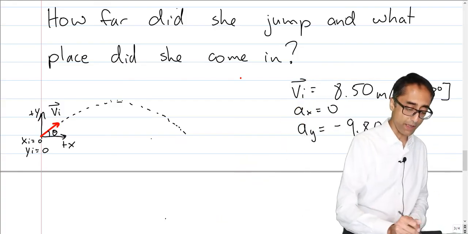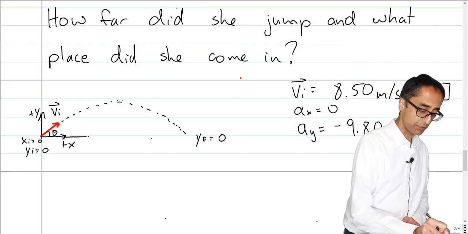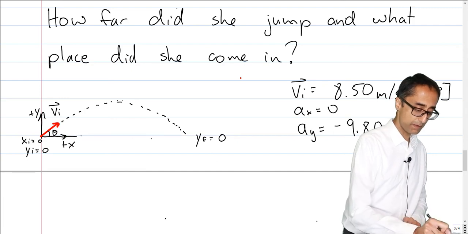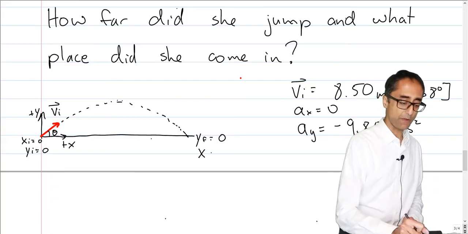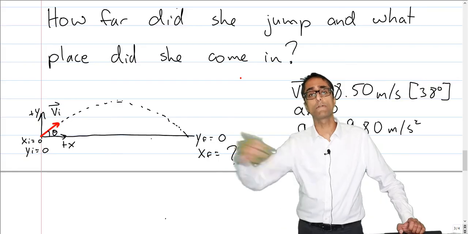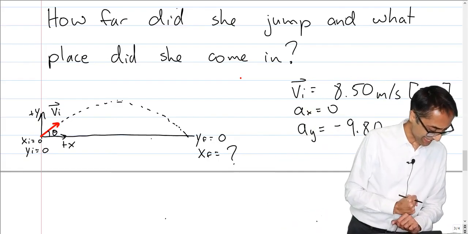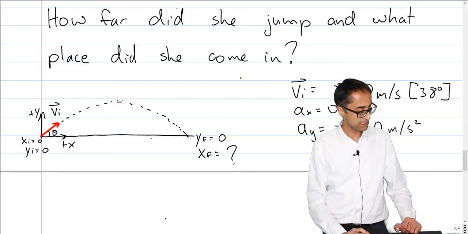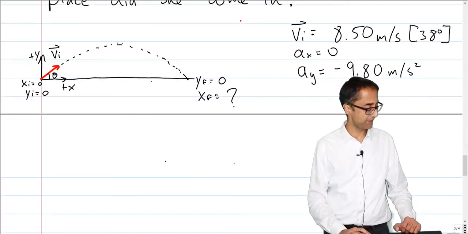So we actually know y final as well. This is great. Y final equals 0. In case you're not sure, you can extend this line as well, maybe a little too far, and see that it does hit the ground. The x final, on the other hand, that's unknown. That's what we're actually looking for here. We want to see how far away she jumped. And do I know anything else? I think that's it. I don't have any time information. I don't have any final velocity information at this time.